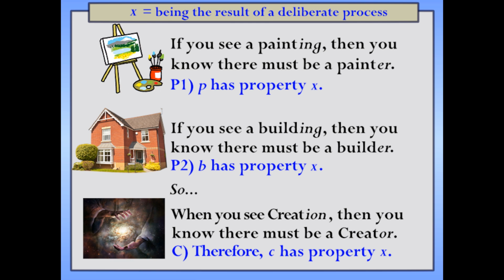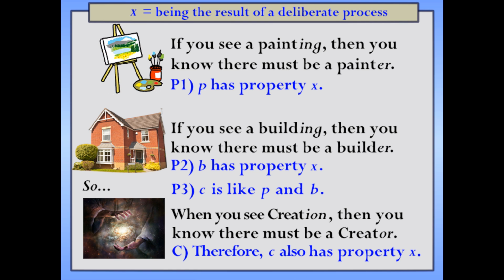Now, looking at these premises and the conclusion, you can see that there's no logical connection between the two. A pattern is there, but there's no explicit connection between them. This is what is called an argument from analogy. This argument tries to make all of its points by drawing analogies and letting you make the connection. So based on the nature and the aim of this argument, we can draw an implicit premise from this, which would be premise 3, C is like P and B, and modifying the conclusion to read, therefore, C also has property x.